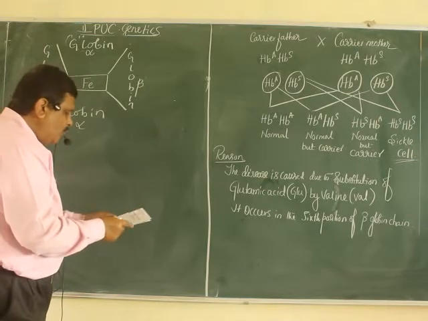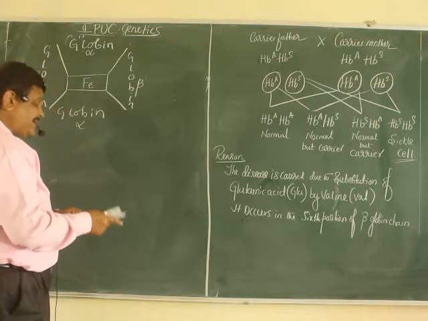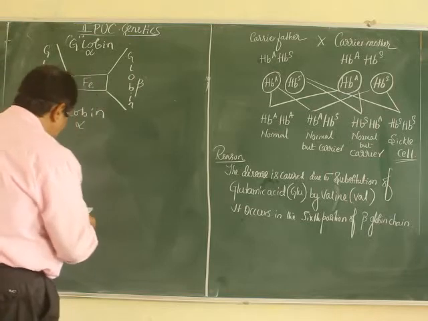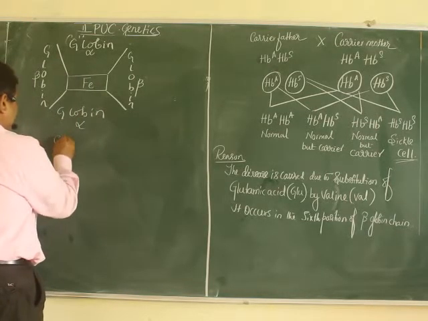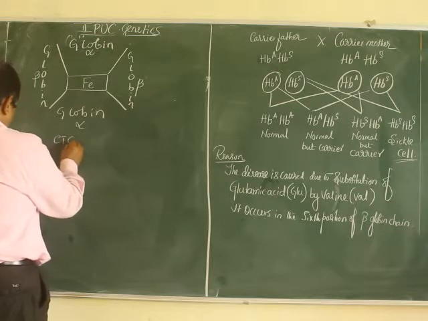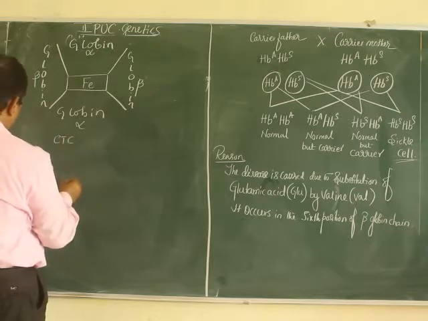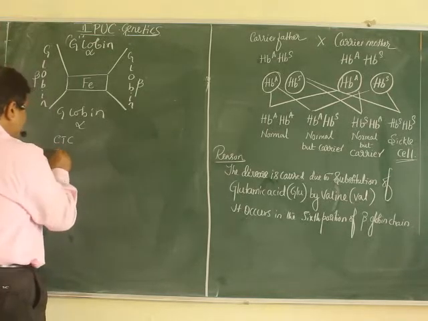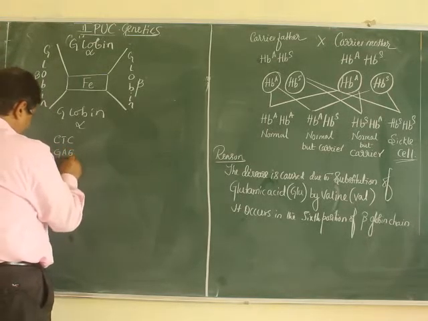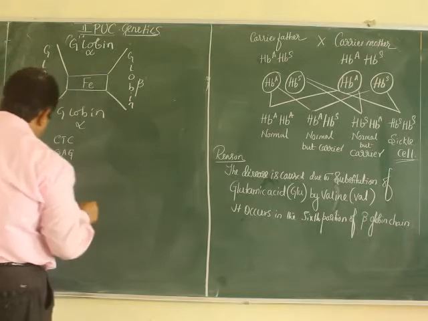Now, I'll move to the structure, exactly as given in your NCERT textbook. So, I'll write as it is. CTC, then GAG, normal hemoglobin.